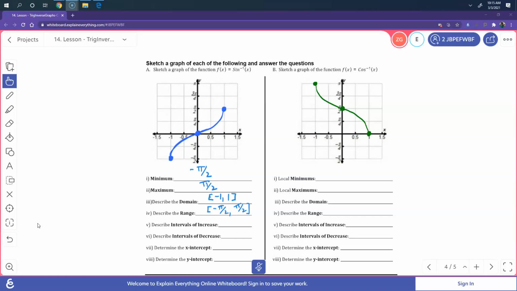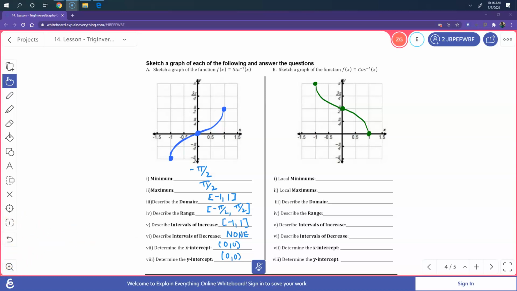Describe the intervals of increasing. It's increasing from -1 to 1. And we're always going from left to right. So in this case, there is no decreasing part of this graph. Determine the x-intercept. It's going to be 0, 0. Determine the y-intercept. It's going to be 0, 0.